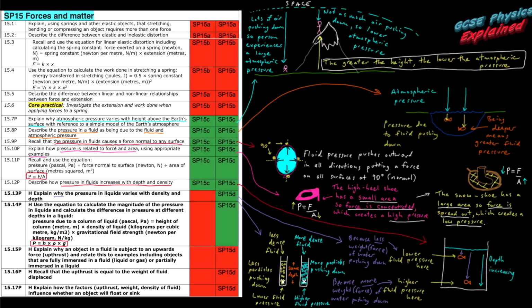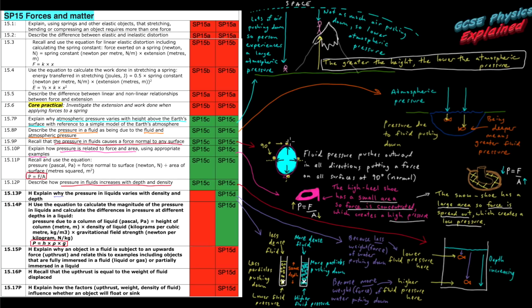Recall that the pressure in fluids causes a force normal to any surface. Well, whenever you see the word normal, you know it just means 90 degrees. So fluid pressure pushes outward in all directions, putting a force on all surfaces at 90 degrees.